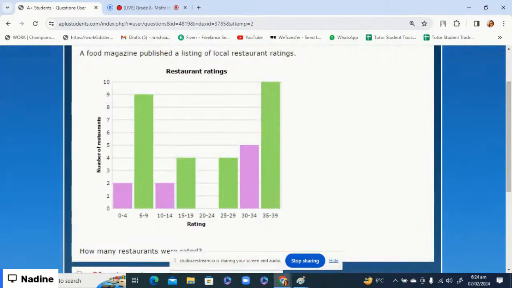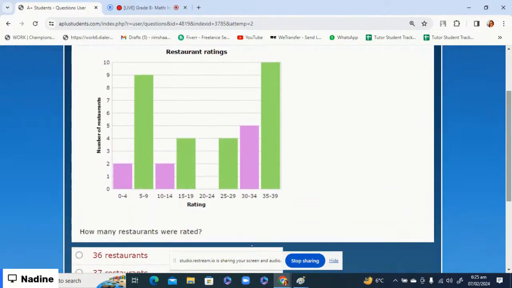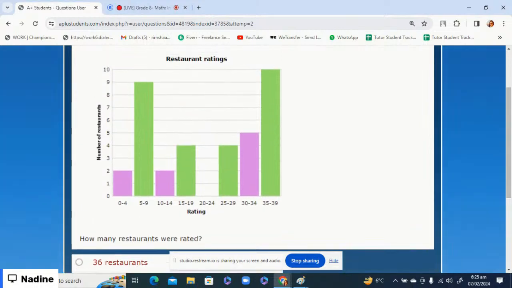0 to 4, how many restaurants? It's 2. 5 to 9, it's 9. 10 to 14, it's 2. 15 to 19, it's 4. 20 to 24, it's 0. 25 to 29, it's again 4. And 30 to 34, it's 5. And 35 to 39, it's 10. Now add all of it and then check out your answer. Okay, in this way we can just check one by one.